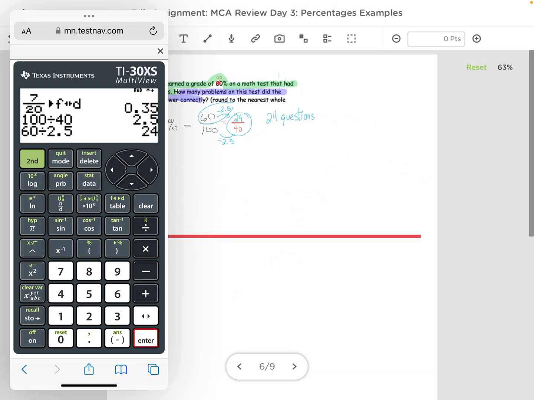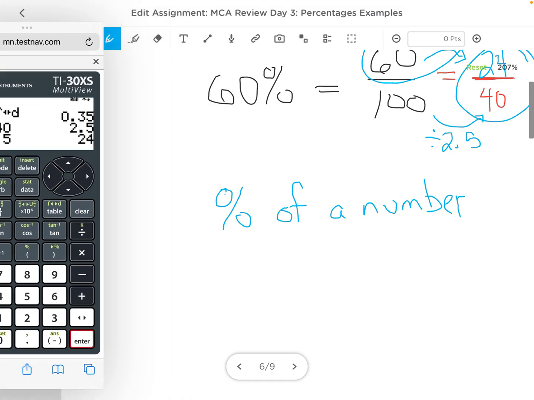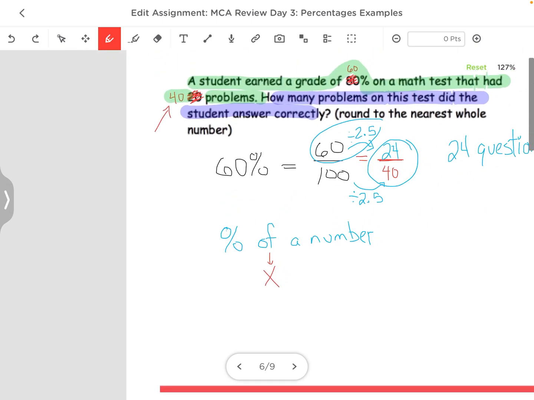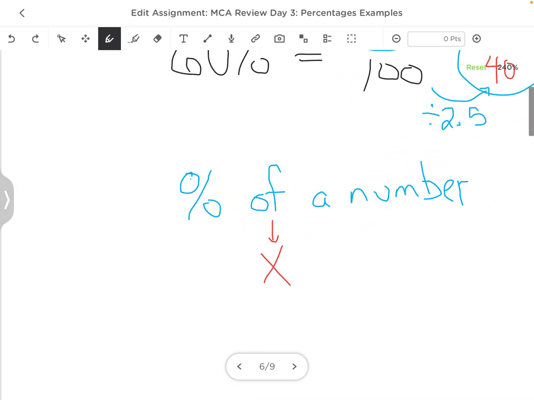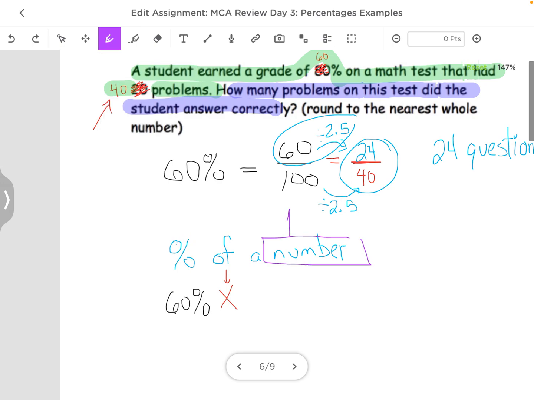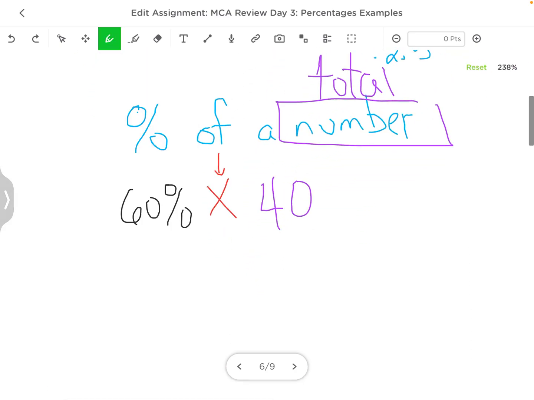Another way to solve it is to say if we're looking for a percent of a number, you might remember from this year, hopefully you remember, that of, groups of, means times. So the percent was 60%. In this example, it's different on yours. 60% times, now the of a number is the total. It has to be the total number. So this one had 40 problems. Okay, so then you could change 60% into a decimal, which would be 0.60 times 40.